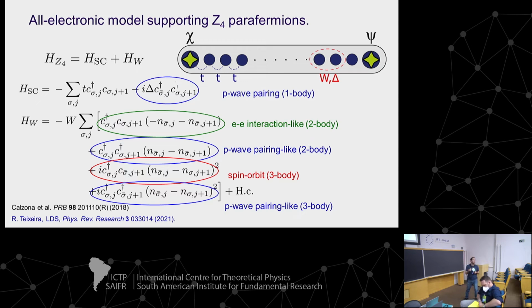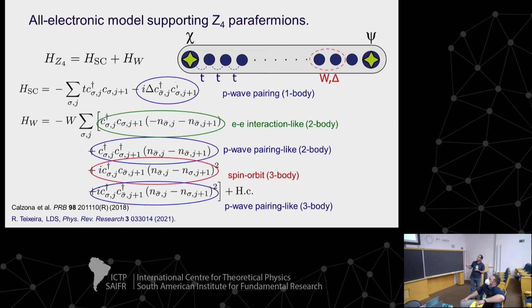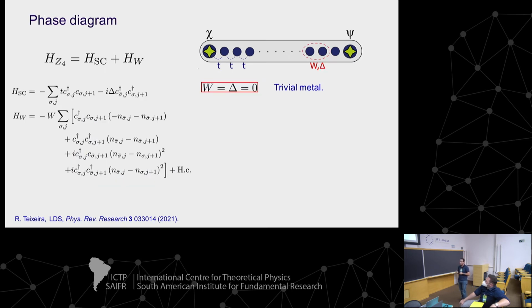So it's a complicated fermionic model, but in the limit of T equals delta equals W, you map exactly into the parafermionic model I showed you. So what do you get here? Let's look at what we get if the interacting terms and delta equal 0: you have the trivial metal. That's one of the phases.